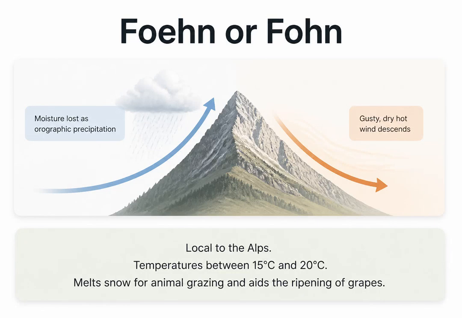The foehn is a gusty, dry, hot wind found in the Alps. It develops on the leeward side of the mountains. As air is forced up the windward side, it loses its moisture as rain or snow. When it descends the leeward side, it compresses and warms rapidly. This warm wind melts winter snows, helping animal grazing, and even aids in the ripening of grapes.